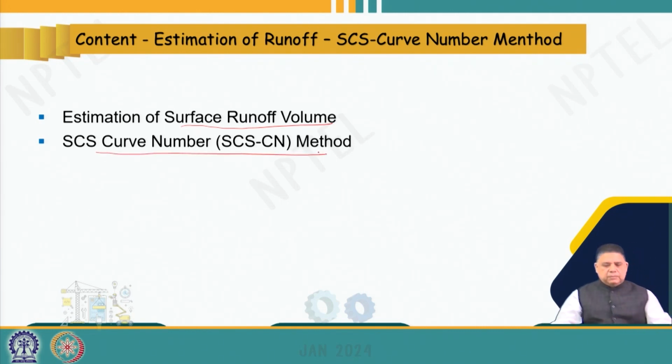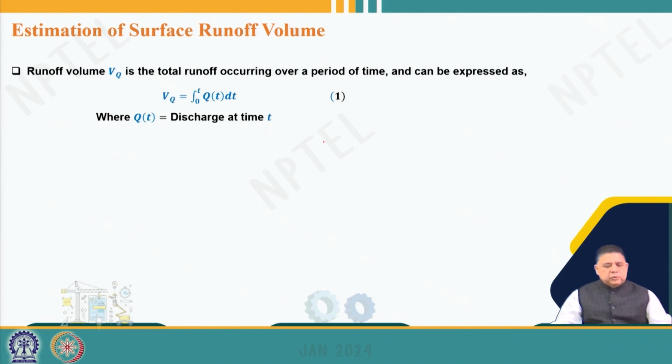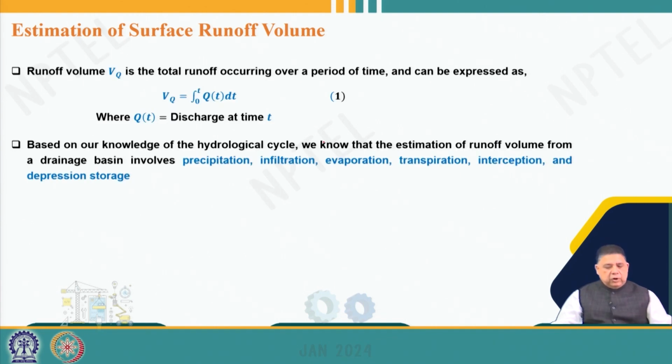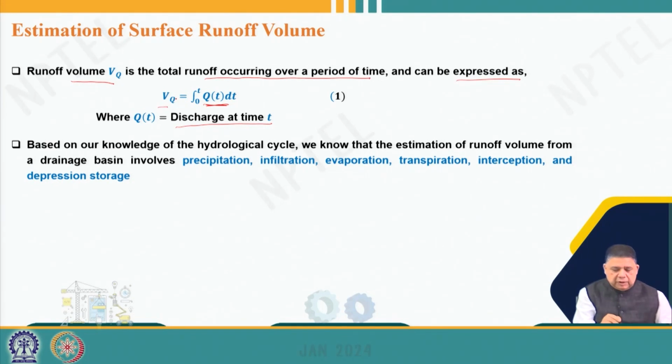method in this lecture. Coming to estimation of surface runoff volume, we already know that volume is the total runoff occurring over a period of time, and in terms of discharge, if you want to present, it is nothing but the integral of discharge over a period of time, where Qt is the discharge at a time t and Vq is the volumetric runoff or runoff volume.